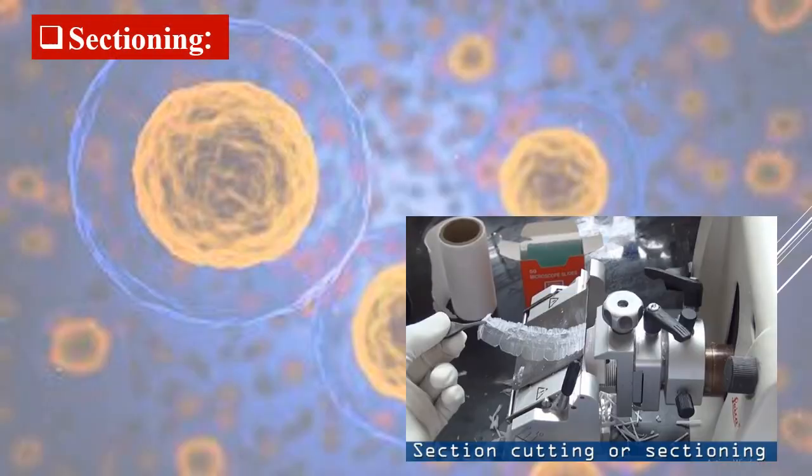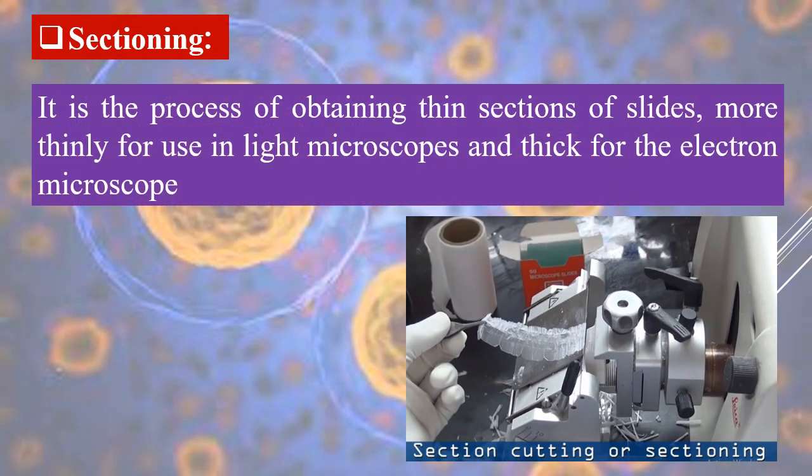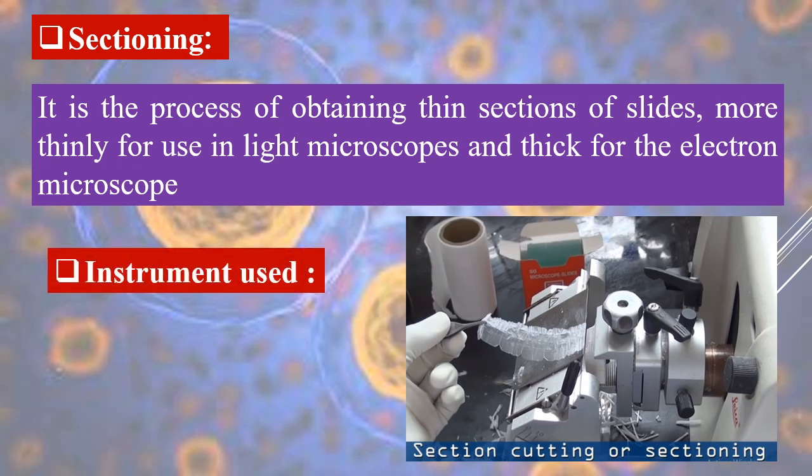The next step is sectioning. It is the process of obtaining thin sections of slides, more thinly for use in light microscope and thick for the electron microscope. We have an instrument used, and it is called a microtome.